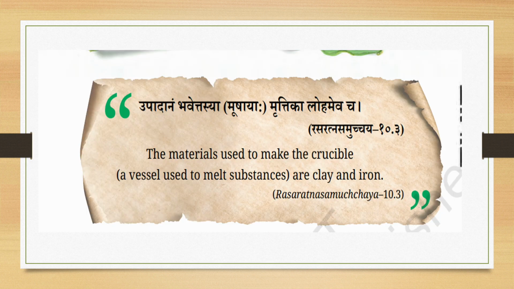The materials used to make the crucible are clay and iron. Crucible means a vessel used to melt substances. This is from Rasaratna Samuchaya 10.3. The Rasaratna Samuchaya has been widely studied and commented upon by Ayurvedic scholars over the centuries. It remains an important reference work for practitioners of Ayurveda and those interested in the history of Indian medicine.